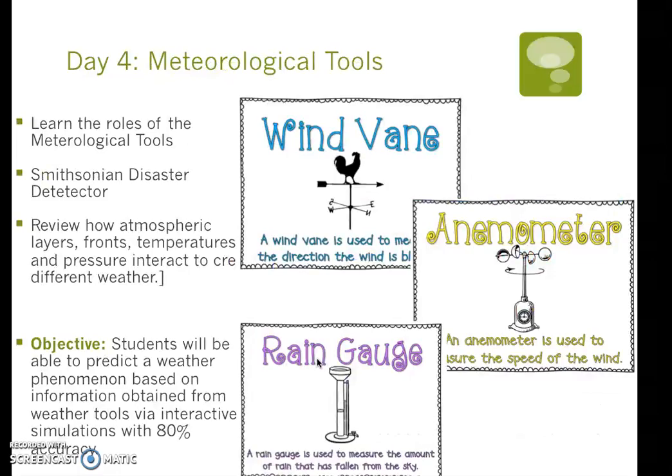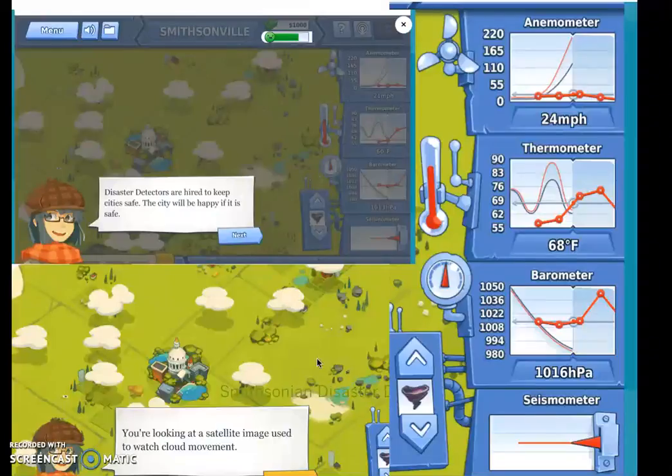On the fourth day, we learn about the meteorological tools. We learn about these through a presentation, and then we can play with the Smithsonian Disaster Detective Simulation to explore the different weather events. And we can move to that next. Through the simulation, they will learn to use and read several different meteorological tools, such as the anemometer, the thermometer, the barometer, and the seismometer.